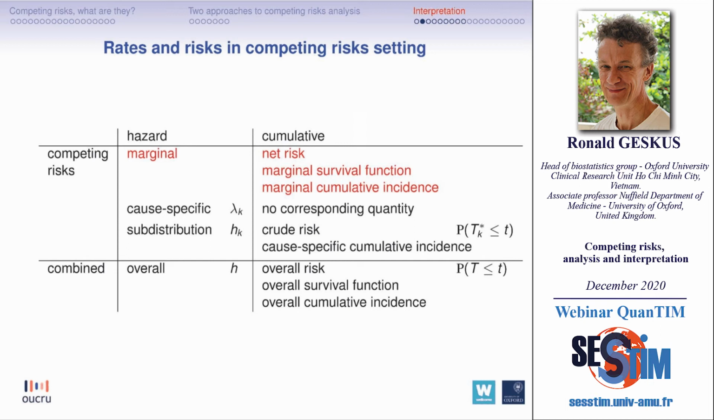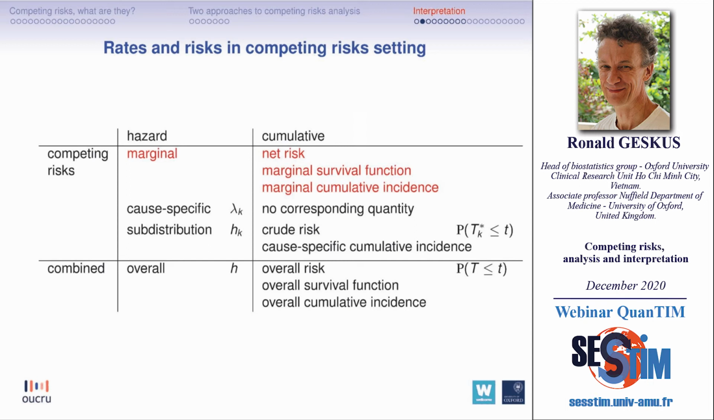In a standard survival setting, we only have one hazard and we have only one risk. Now, in a competing risk setting, we could define 4 different types of hazards: the marginal hazard, the cause-specific hazard, the subdistribution hazard, and in fact also the overall hazard, which is the hazard if you combine all the competing events. So if you look, for example, at overall mortality. So let me go through them one by one again.